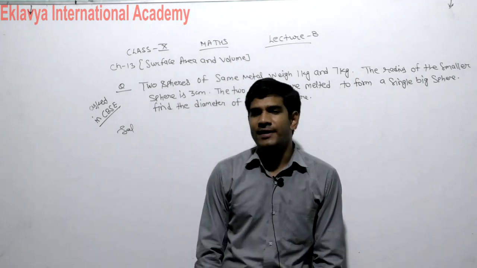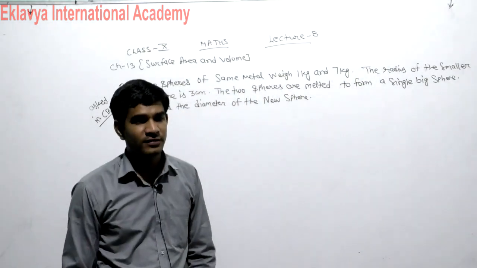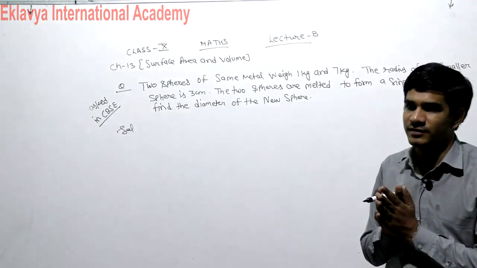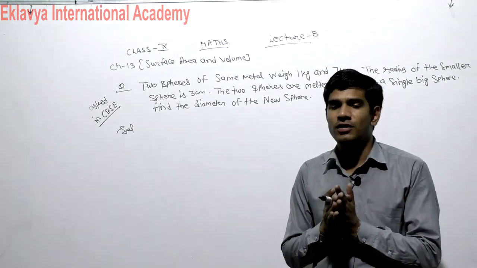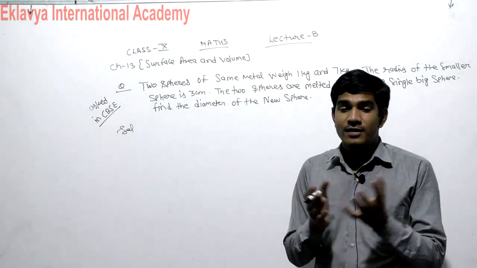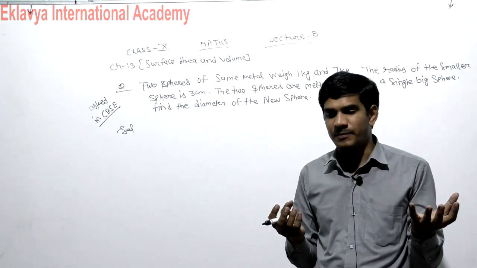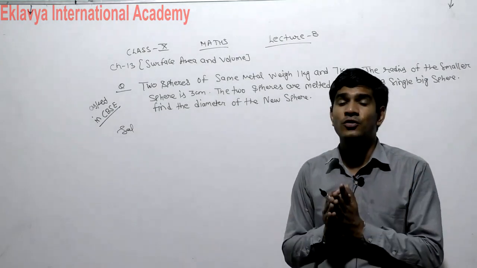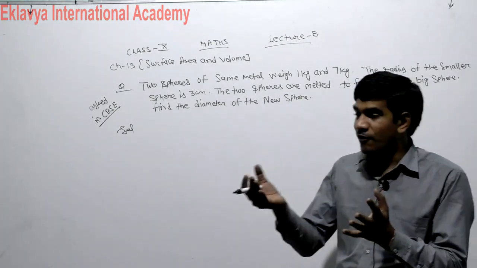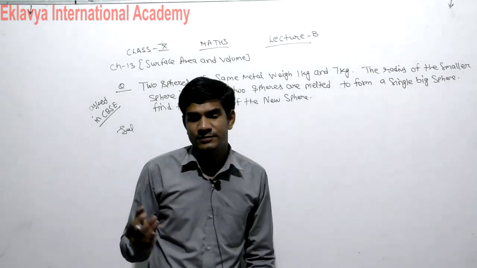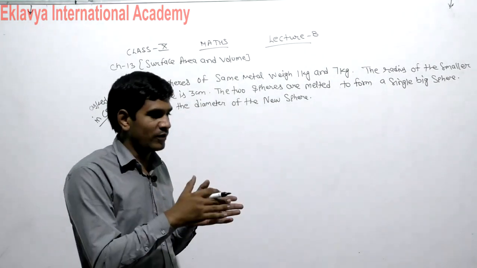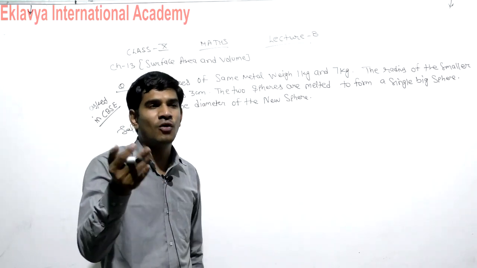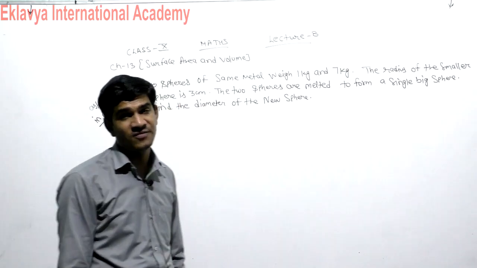So how will we find out the diameter of the new sphere, students? Here we will use the concept of volume conversion. The volume of the smaller sphere and the volume of the bigger sphere, if we add both of them, then we form a new sphere. So volume of smaller sphere plus volume of bigger sphere is equal to the volume of the new sphere. That concept we will use here.